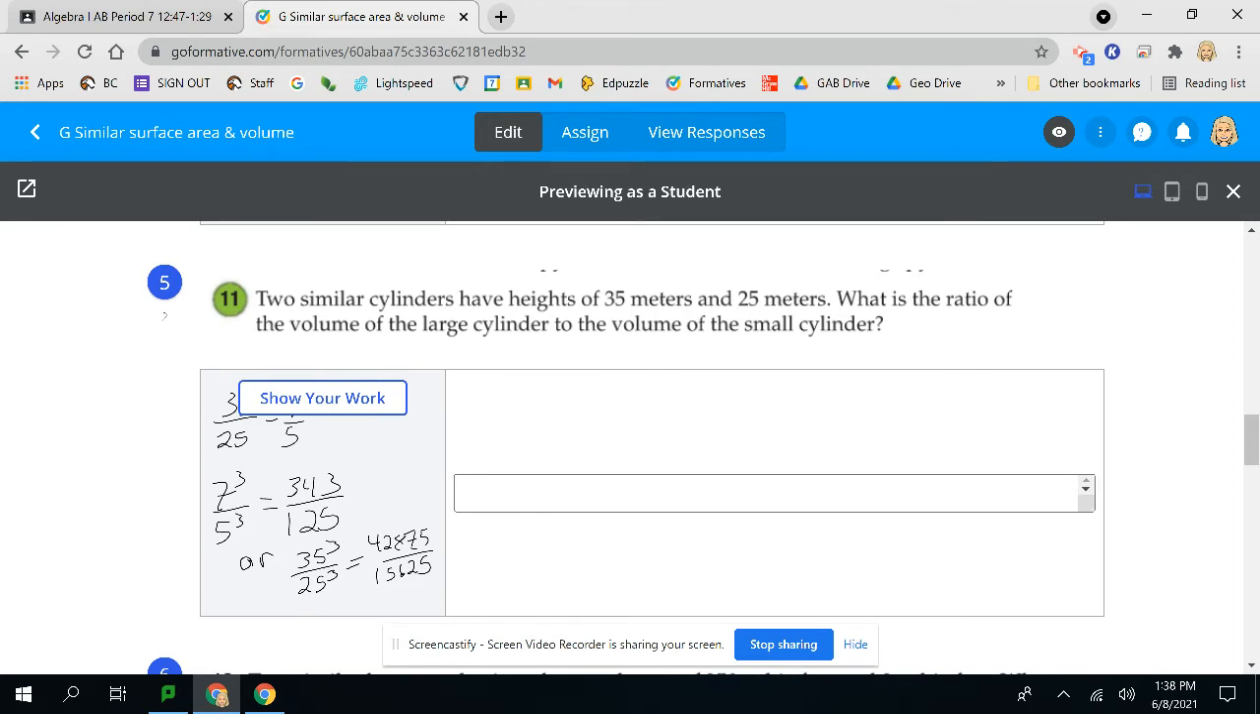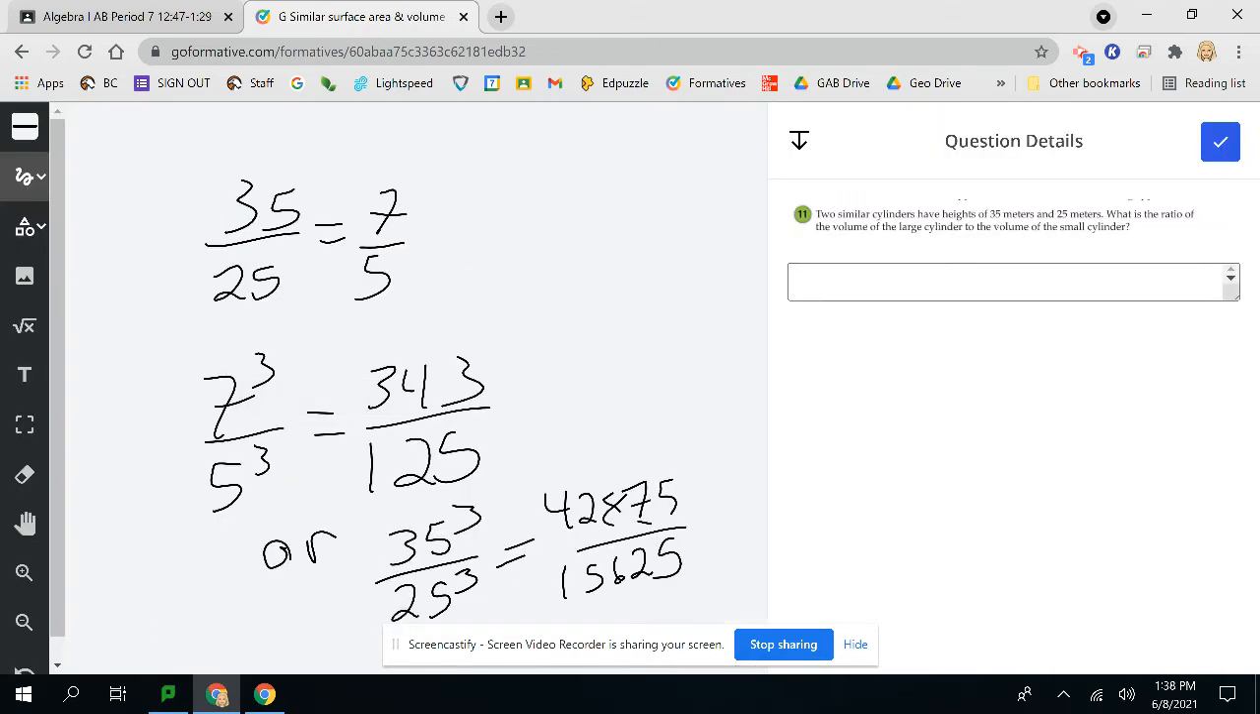Number 5. This tells me that two similar solids have heights of 35 and 25. What is the ratio of their volume? I want the large to the small, so I'm going to do the large one on top. So again, I did 35 over 25 in my calculator, and that told me it reduced to 7 over 5. That's the ratio of our sides.